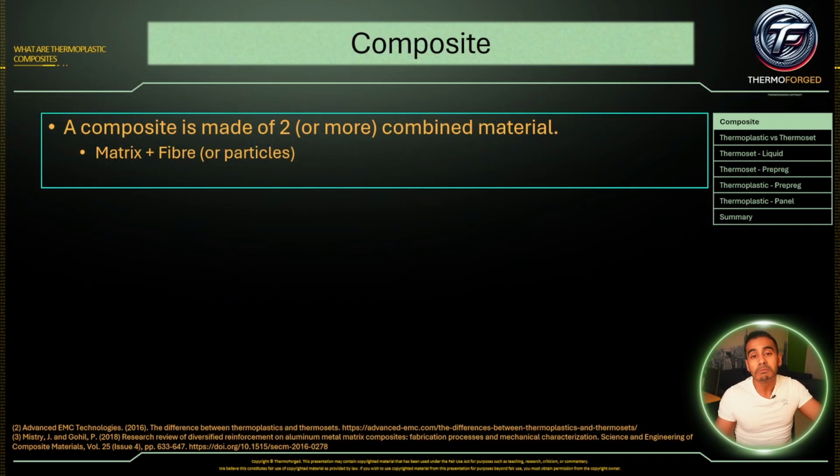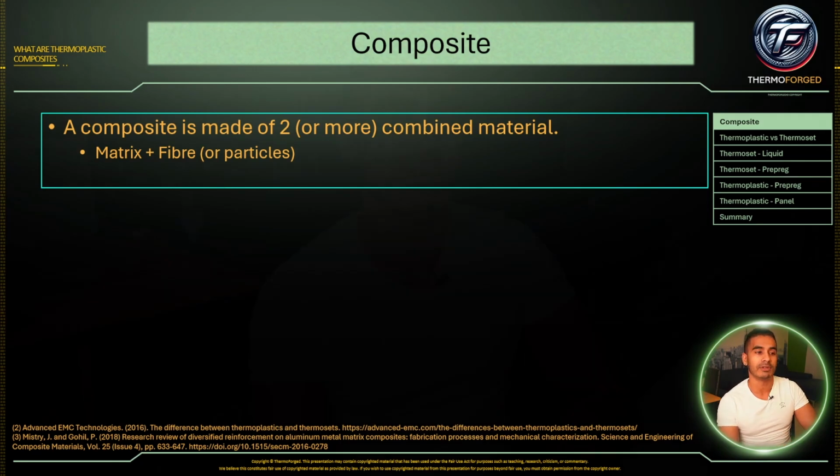For the purpose of this video, we're going to be thinking mostly in terms of fibers, but the second material can also be, say, particles, among other things. The ratio between these two varies, but let's think of it as 50-50 for now.